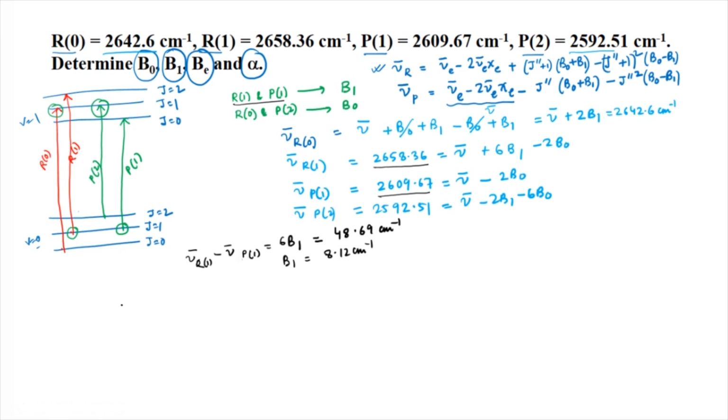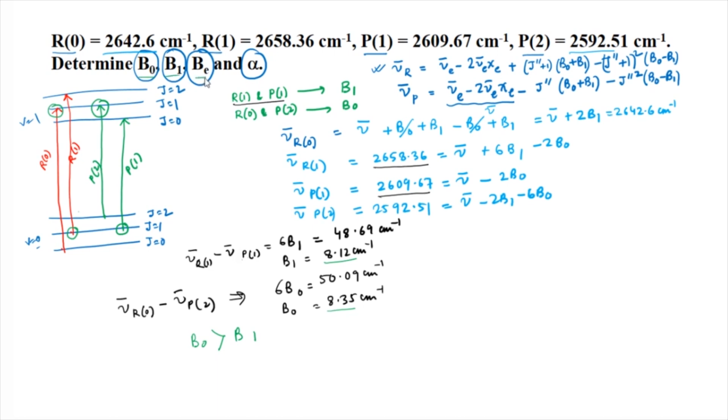Similarly, if we take nu bar R 0 minus nu bar P 2, what we get from here is 6 B 0 equals 50.09 wave numbers. That means, B 0 equals 8.35 wave numbers. So, we can see from here these numbers 8.12 and 8.35, as we already know, it should be that B 0 is greater than B 1. So, now we have found out B 0, we have found out B 1.